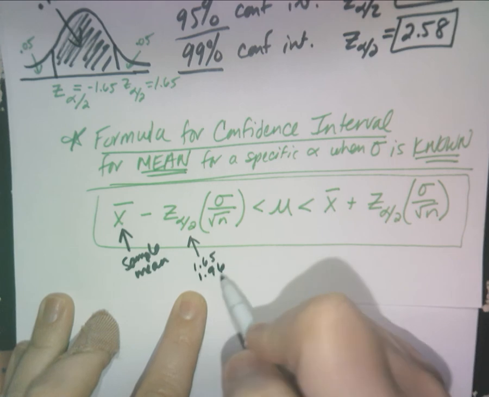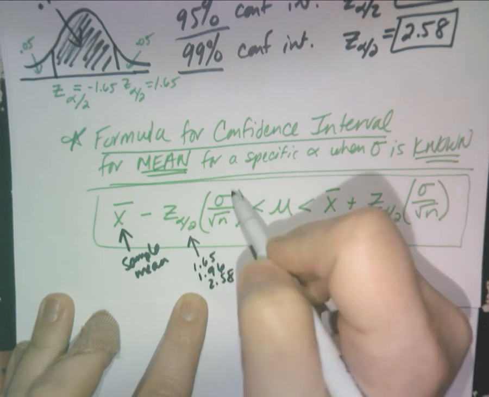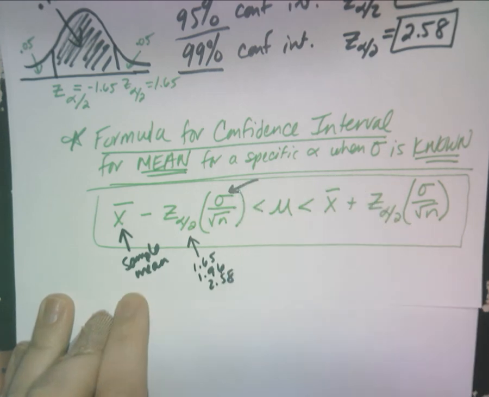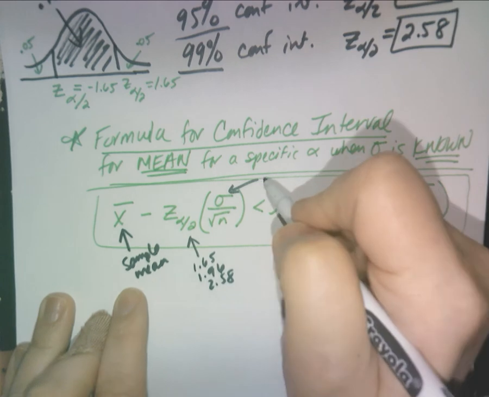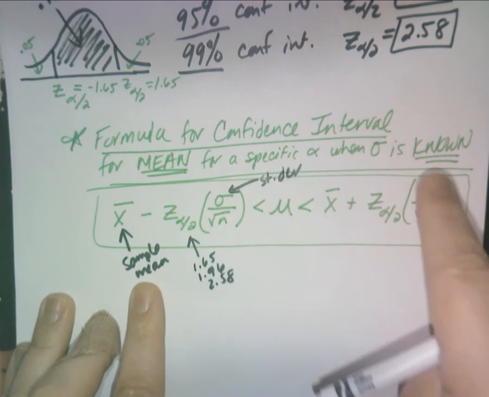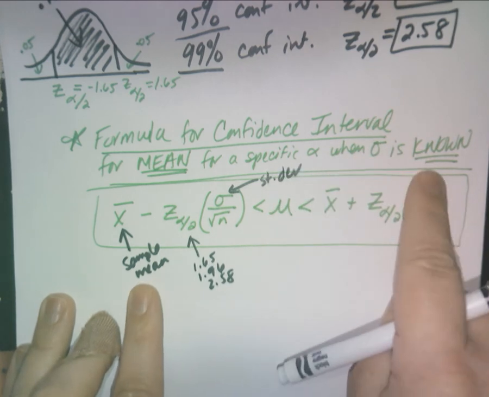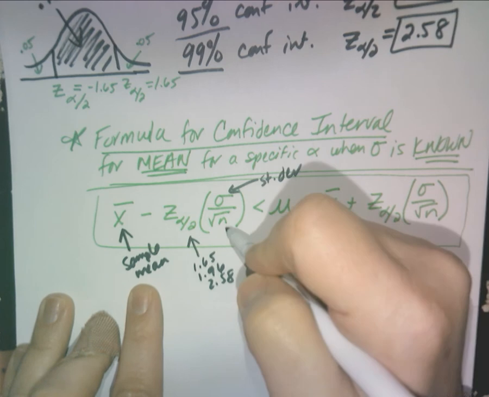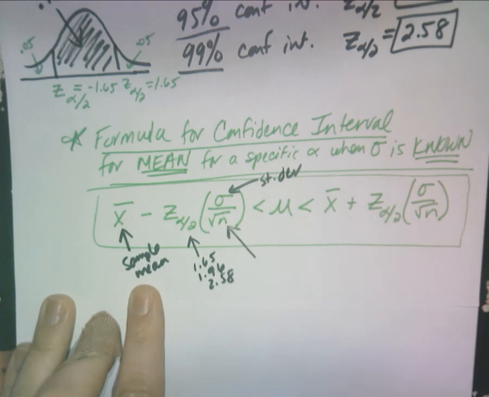Okay? 1.96 and 2.58. Okay, what is that guy right there? You know it. Standard deviation. They're going to give it to you because it's known. They have to give it to you because it's known. And then we know what that n is. What's the n? It's always what?